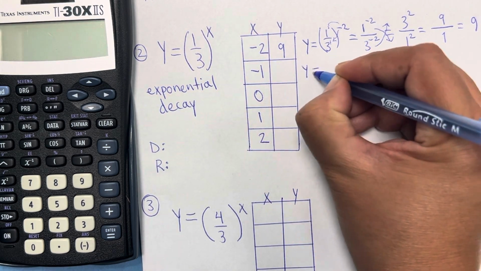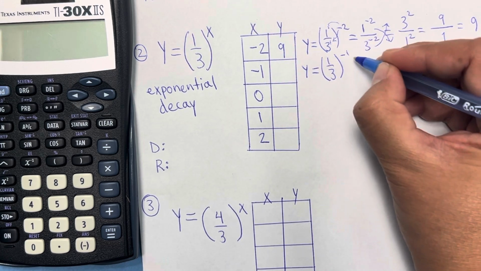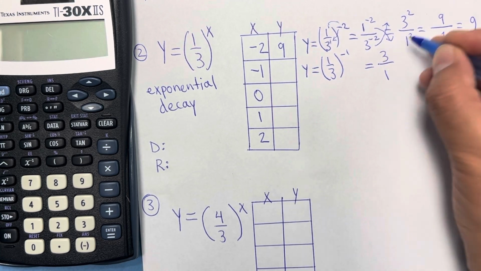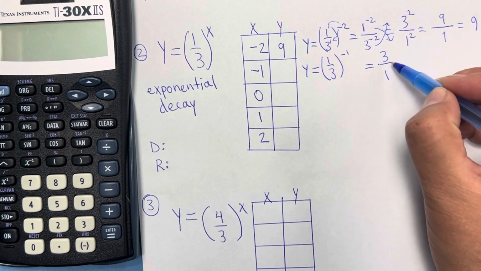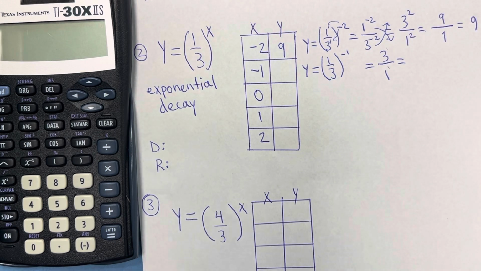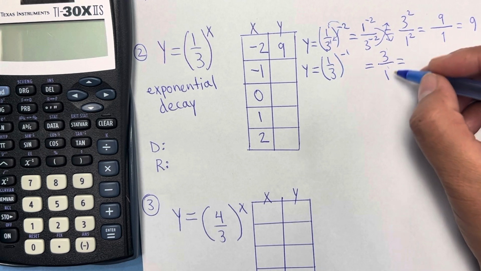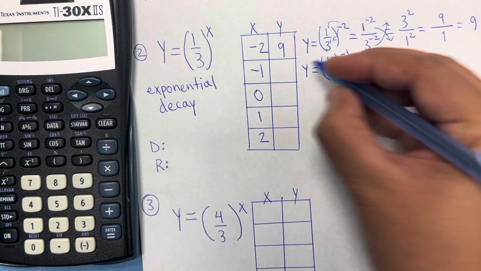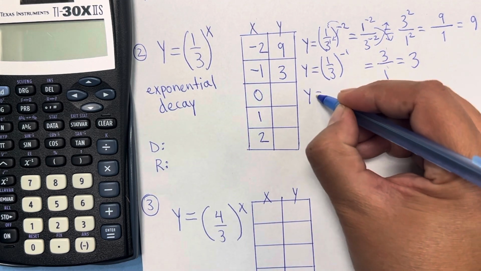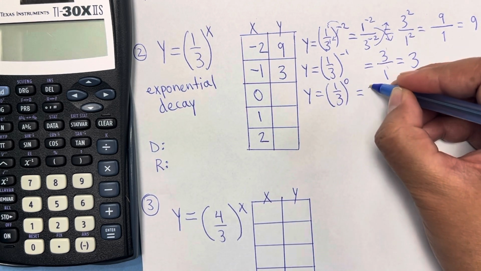For the next one, I'm going to go a little faster. So it's 1/3 to the -1 power. I send the 1 down, I send the 3 up. The exponent is -1, so it goes positive, positive. The 1 as exponent, we don't need to put it. 3 to the 1 power is 3, 1 to the 1 power is 1, and 3 divided by 1 is 3. Okay, so y is 3. For 0, remember that anything, fractions or no fractions, raised to the 0 power, the answer is always 1.